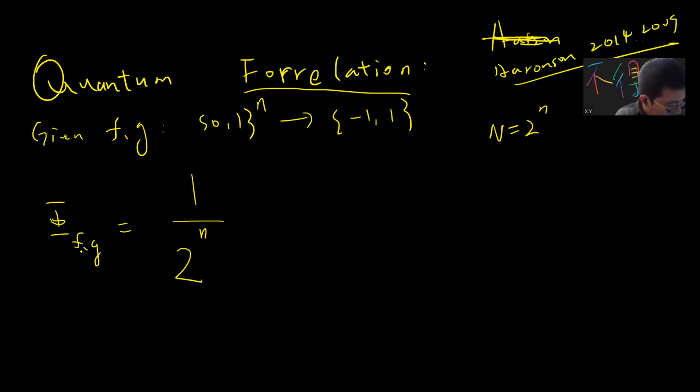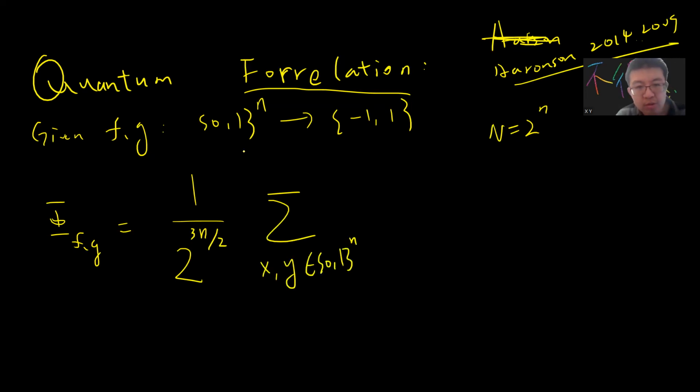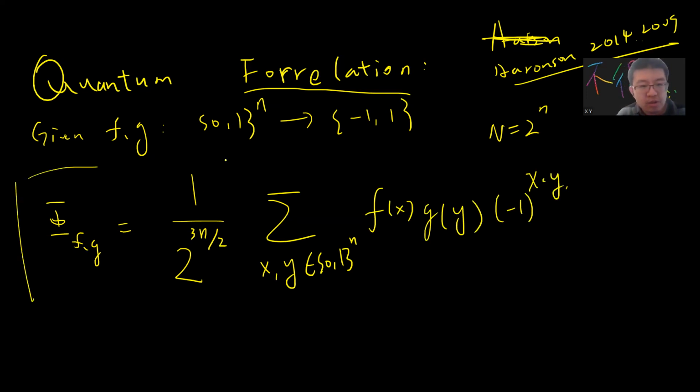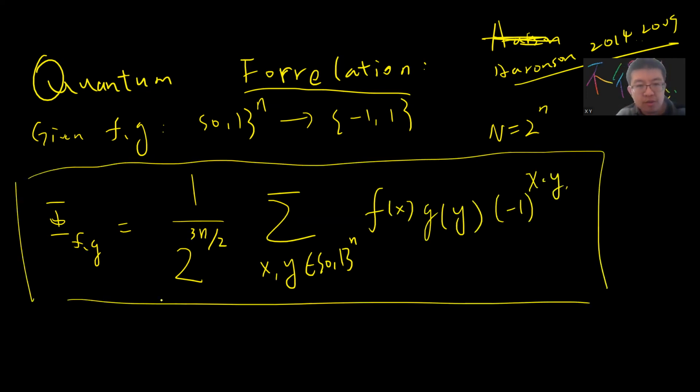So the definition is the following. It's 1 over 2^(3n/2) times the summation over x and y, both from {0,1}^n. You consider every input, and then you consider f of x, g of y, and then (-1)^(x·y). So this is the definition, called the Forrelation of f and g.